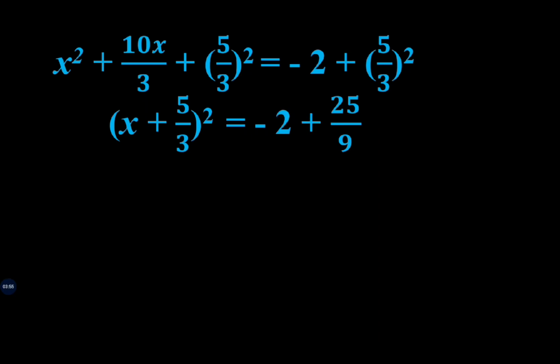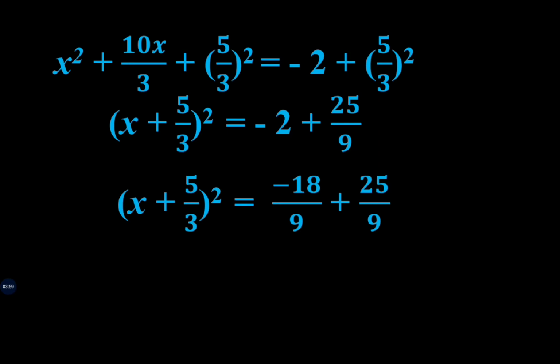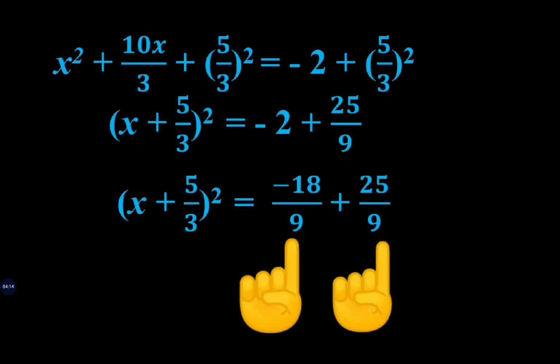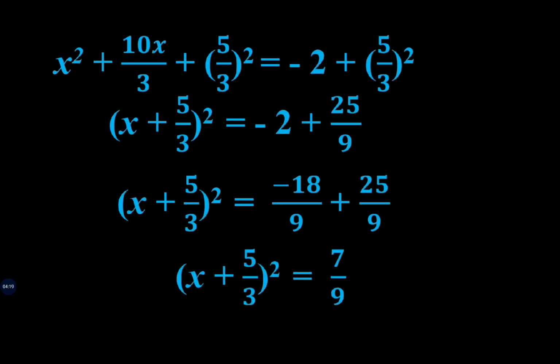Now I need to deal with the right hand side. Negative 2 can be brought down to a fraction out of 9 by simply multiplying it by 9. So negative 2 is the same as negative 18 over 9. Now the denominator is the same. I can now add the numerators, and this becomes x plus 5 over 3 squared is equal to 7 over 9. Once I get to this stage, I can take the square root of both sides and solve the equation.